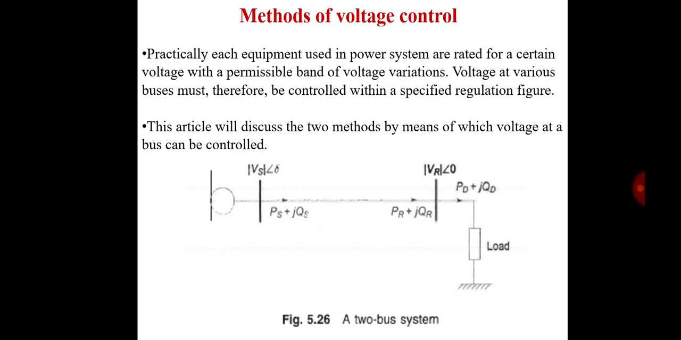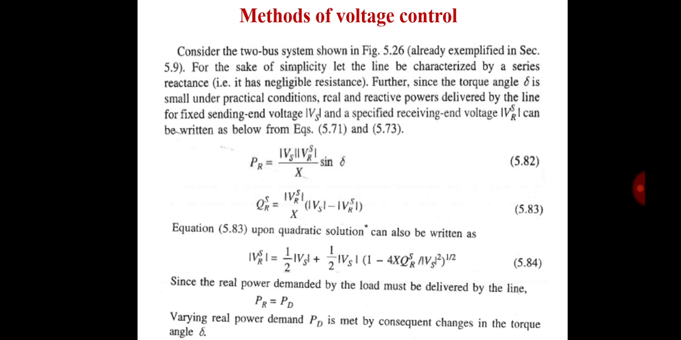First is the sending end voltage, Vs with angle delta, and sending end complex power Ps plus jQs. Same as Vr is the reference voltage, so Vr with angle 0, the receiving end complex power is Pr plus jQr, and the load is Pd plus jQd. In this figure, for the sake of simplicity, let the line be characterized by a series reactance, meaning it has negligible resistance.